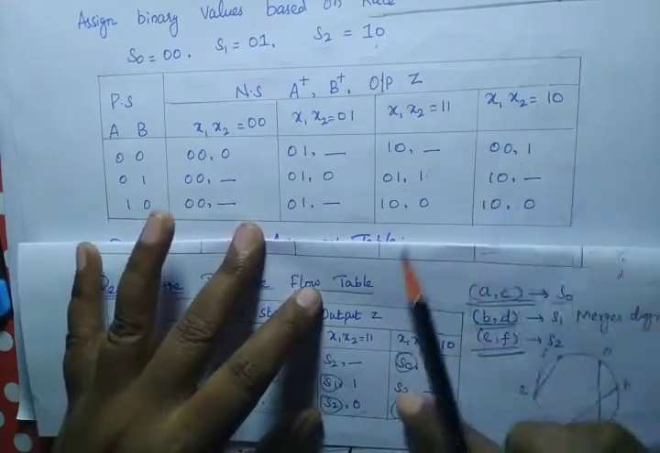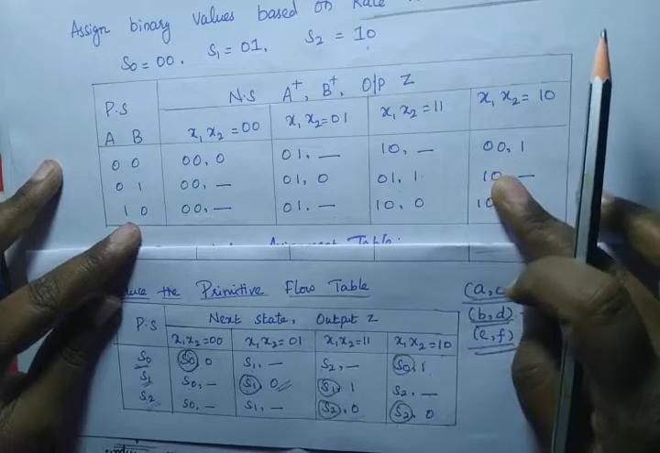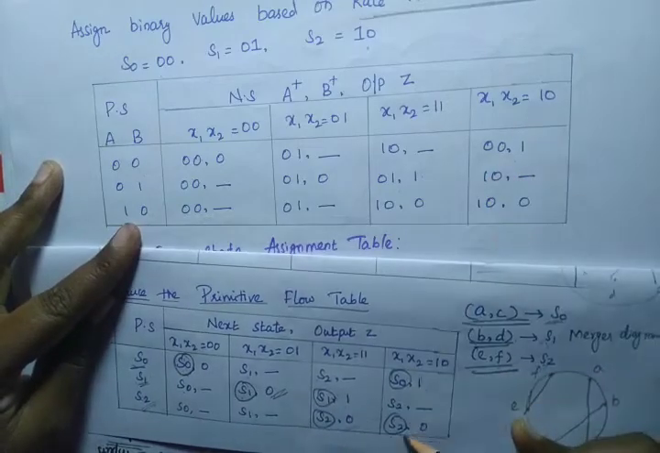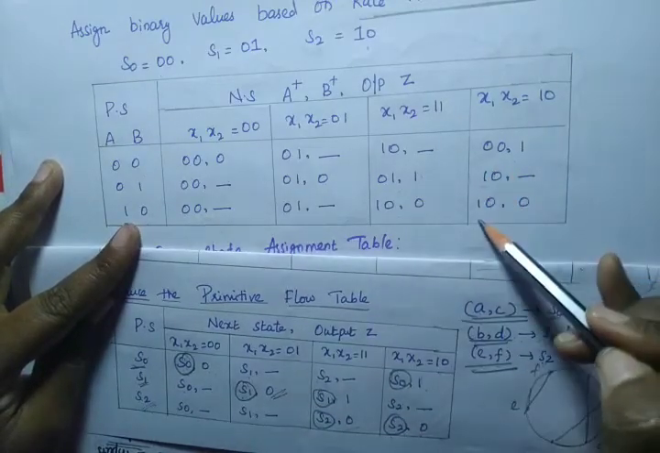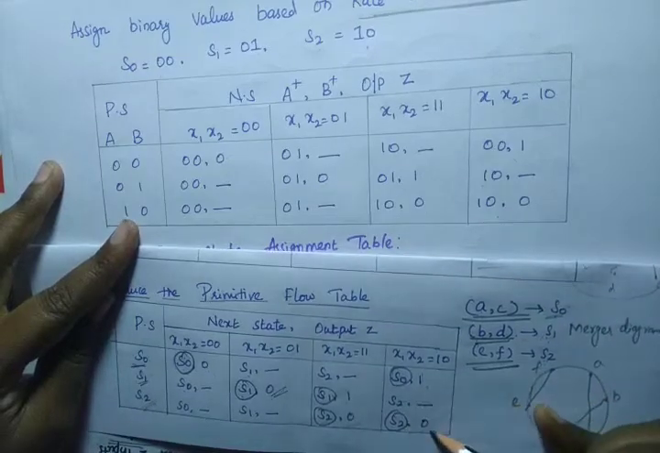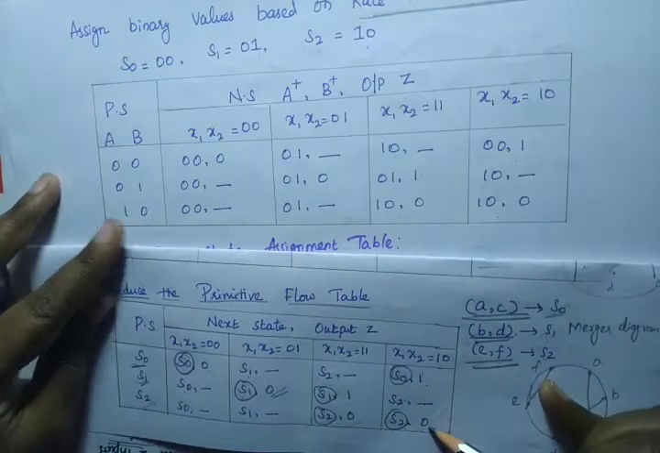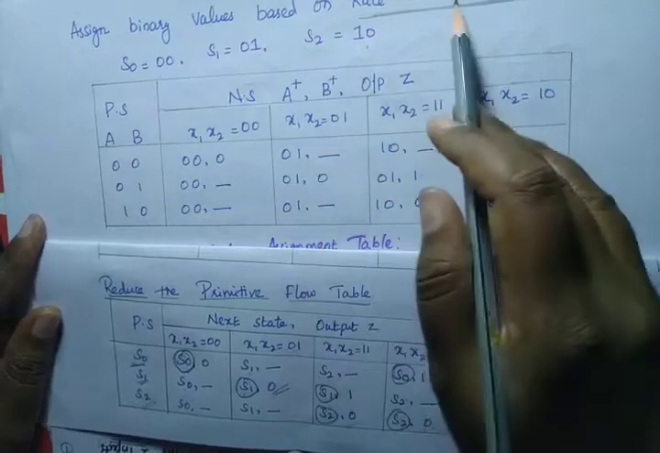Just compare this table with the previous table. Now here we have S0, S2, S2. S0 is 00. This is 10, 10. So 10, 10, and here we have output 0. So this is how we have to assign the binary values.